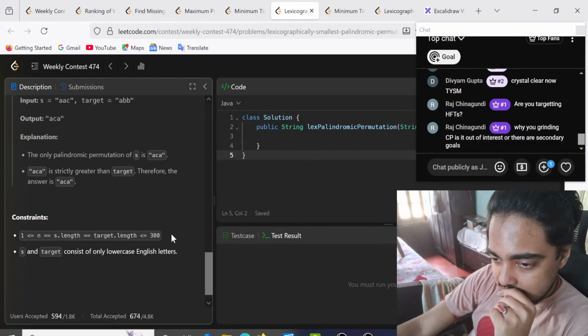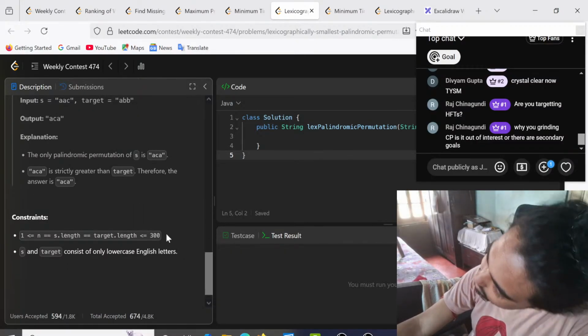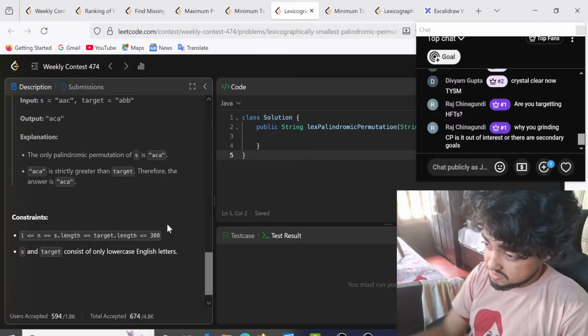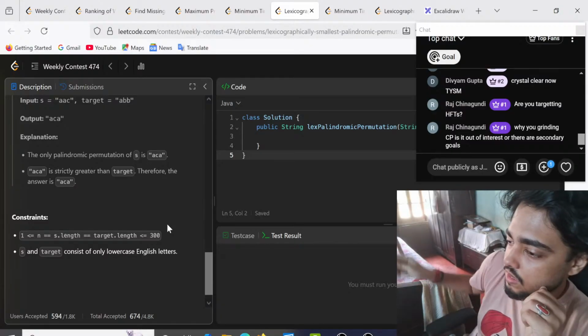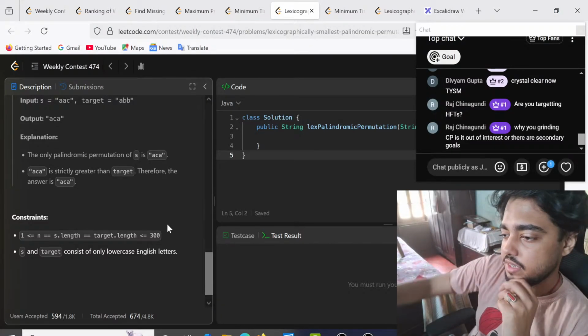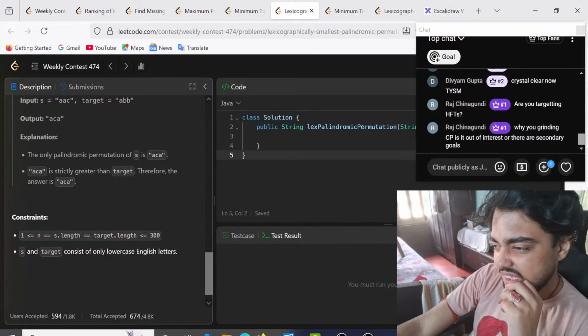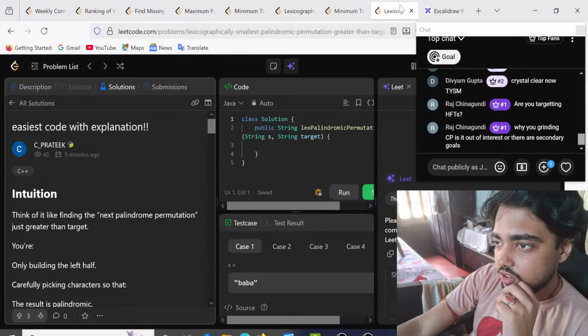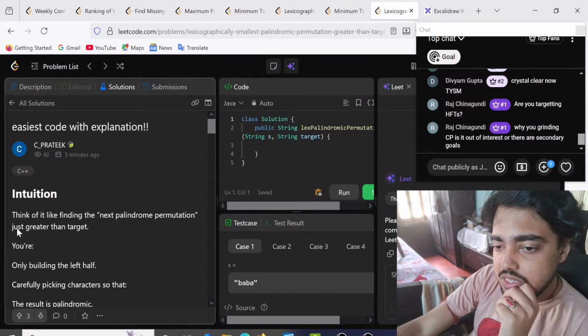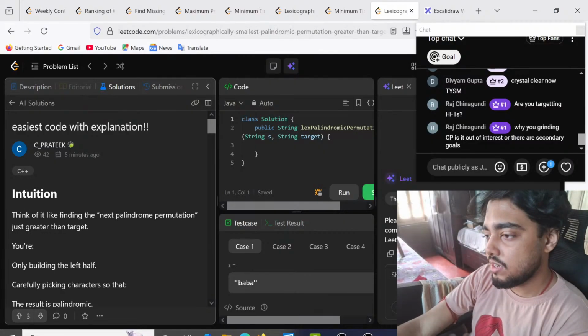So this was given that it is 300. Okay. I think a recursive would have worked. I haven't seen the solution. So let's try to understand.